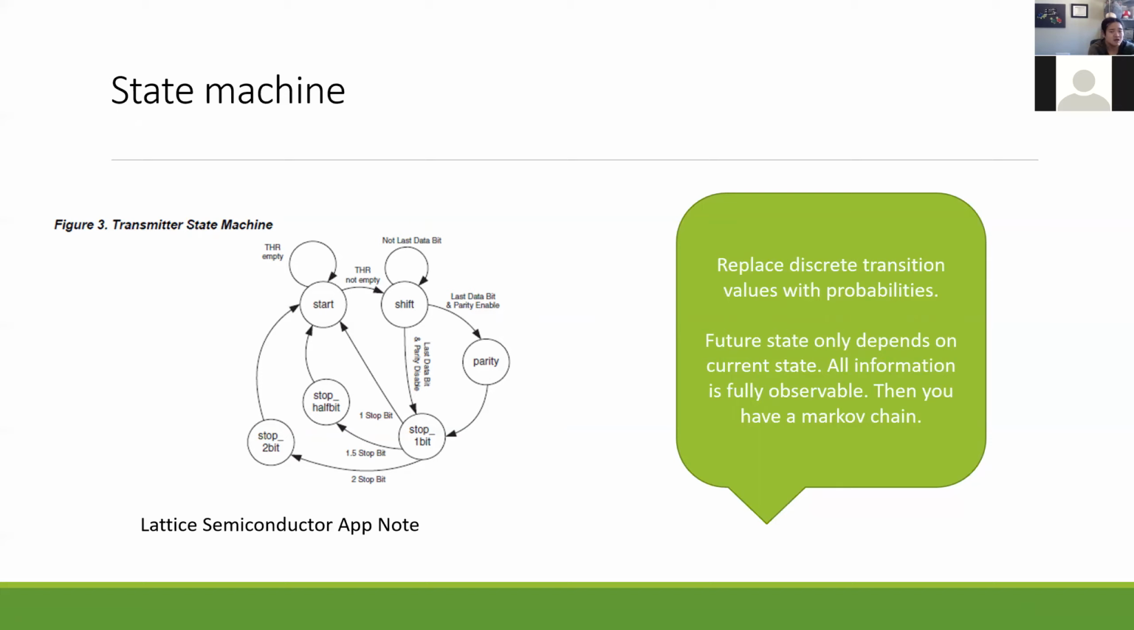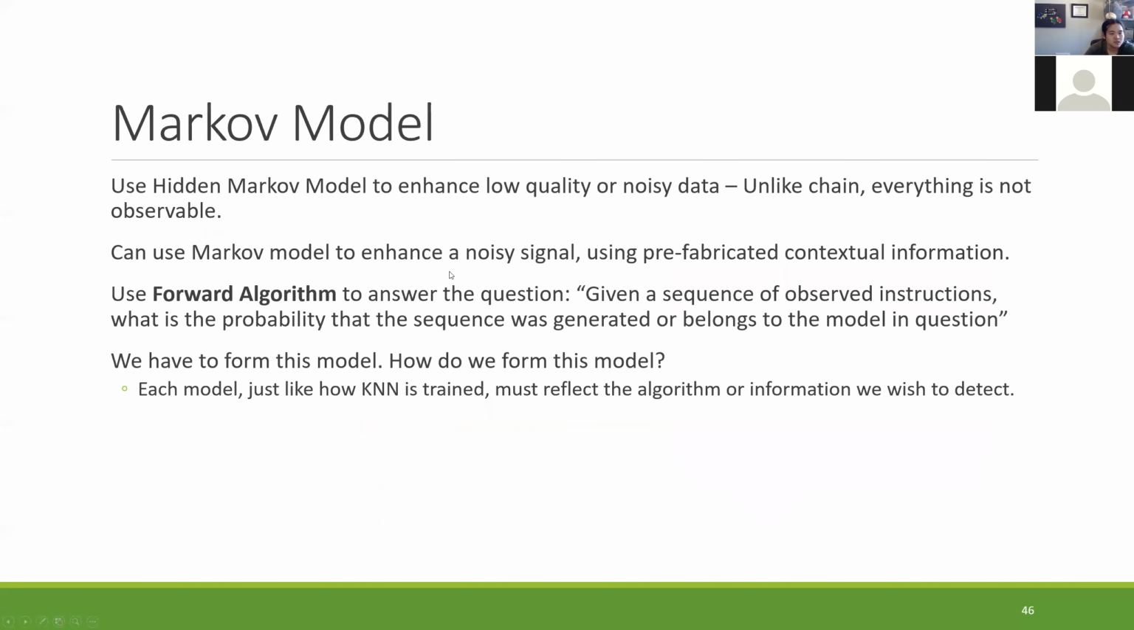Now this becomes a Markov chain. All the states and the transition conditions are fully observable. So we've taken our discrete implementation, let's say from DSD1, and the arc transitions are now probabilities. What's the probability that this word comes after this word, or that word comes after that word? So we look at this as a Markov model. We can use a Markov model to enhance low quality or noisy data. Unlike the chain, not everything is fully observable. So the Markov model can be used to enhance a noisy signal using prefabricated contextual information.